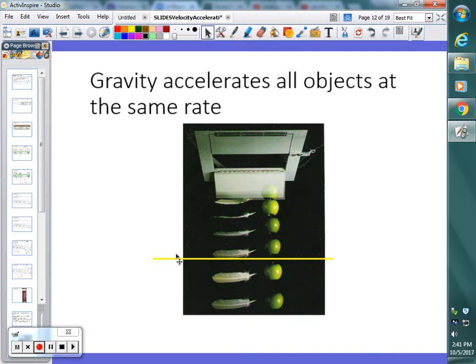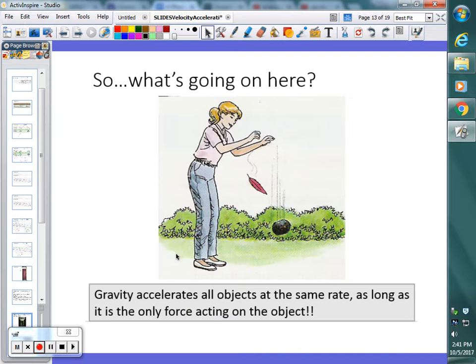Good there? So, gravity accelerates all objects at the same rate as long as it's the only thing affecting those objects. So if we want to observe this, we have to do what? We have to get rid of the air resistance, right? So let's take a look at a couple of videos that show that happening, and we'll discuss in just a second.